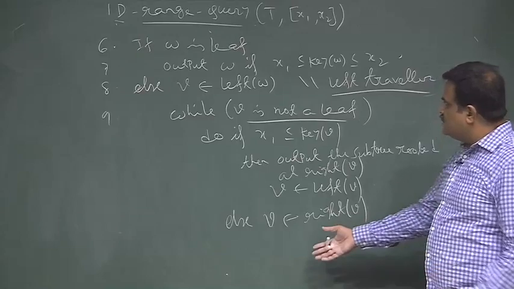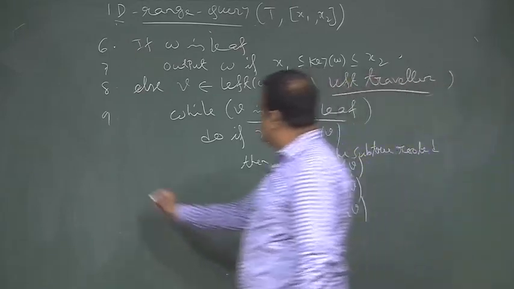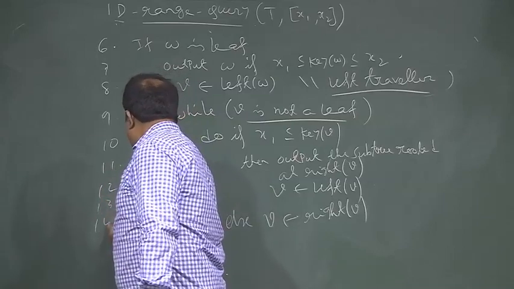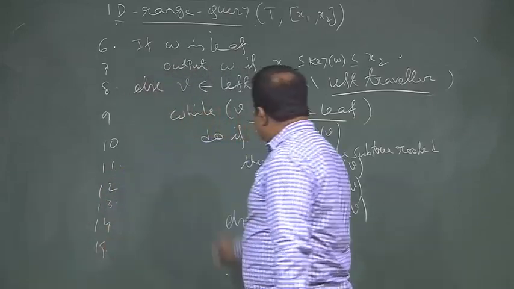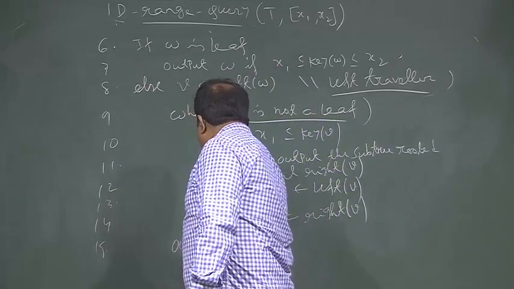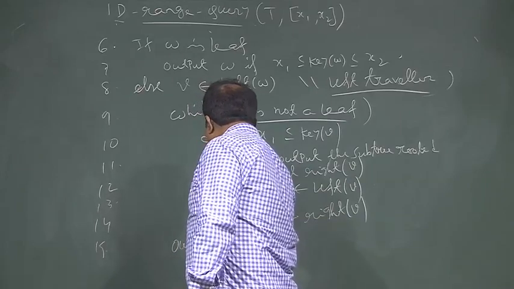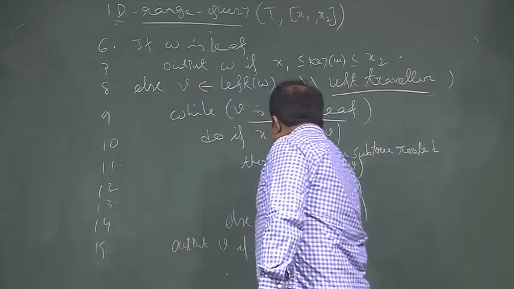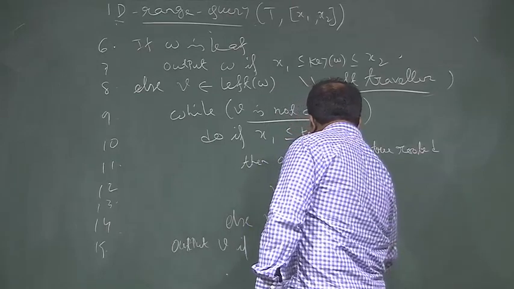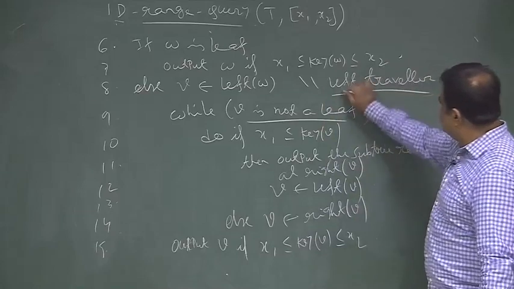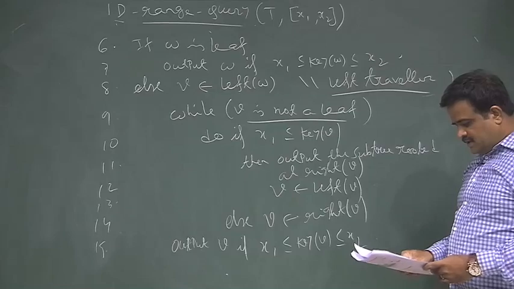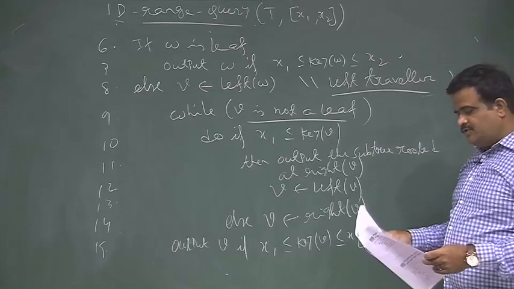So, finally, once we reach the leaf, then we check. So, this is 9, 10, 11, 12, 13, 14, 15 maybe. So, this means we reach a leaf, then we check, and we output V if x1 is less than or equal to key of V is less than or equal to x2. Okay. So, this is the left traversal. Similarly, we have to traverse the right part of the subtree. So, right traversal we need to do.